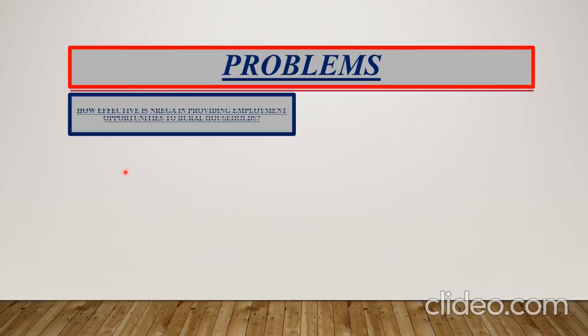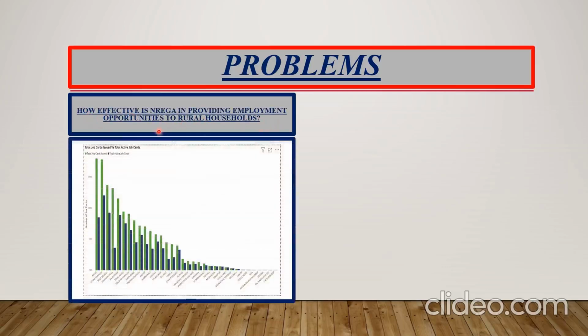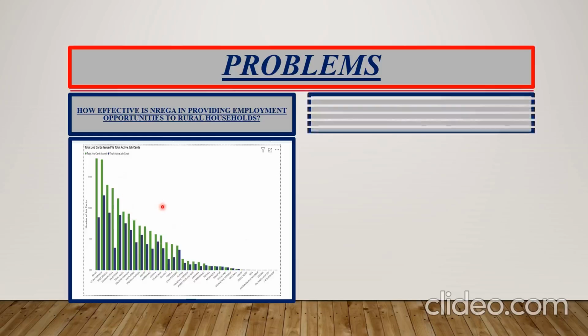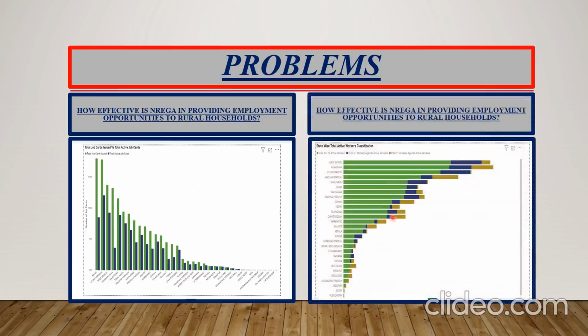Then problems. Here is the first problem. How effective is NREGA in providing employment opportunities to rural households? Here is a column chart and we take the values of all states in India and total job cards issued versus total active job cards. And we draw here the second column chart. On the x-axis, we taken the values of states. On the y-axis, we taken the values of total number of active cards, total number of job cards, and total ST workers.